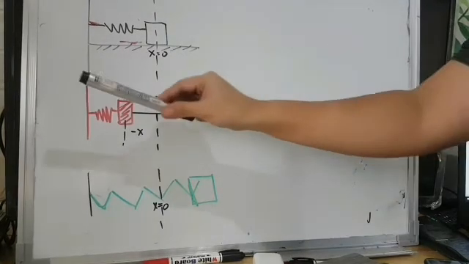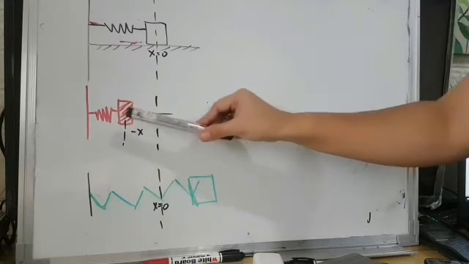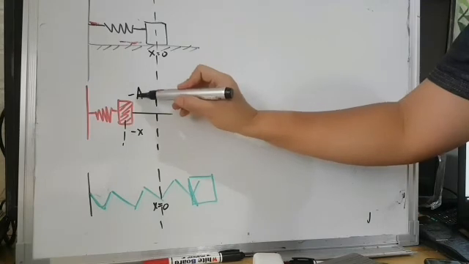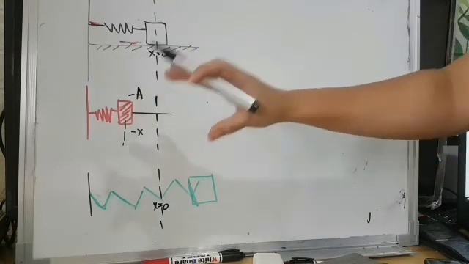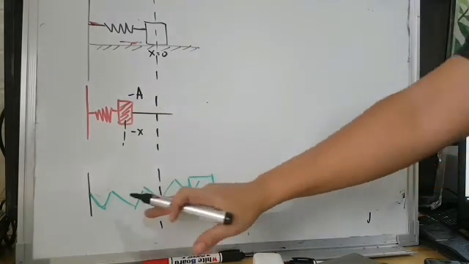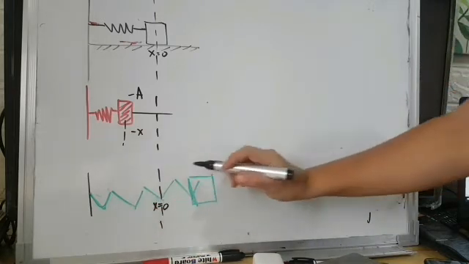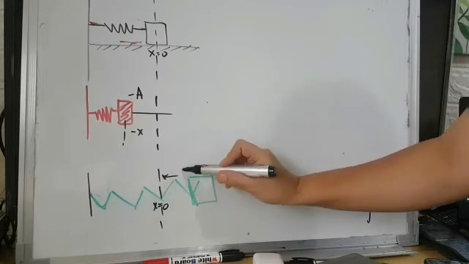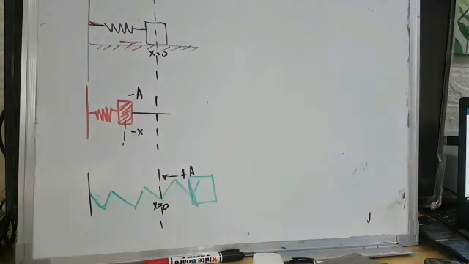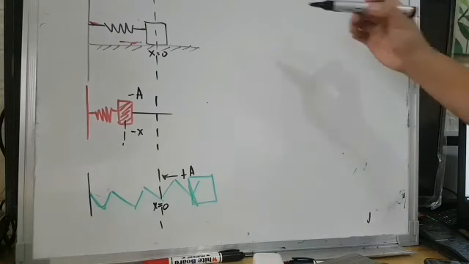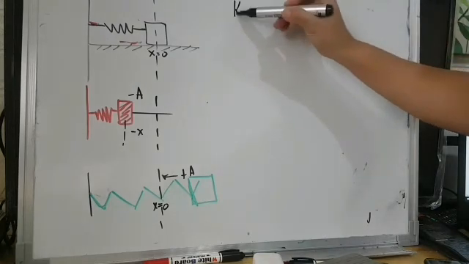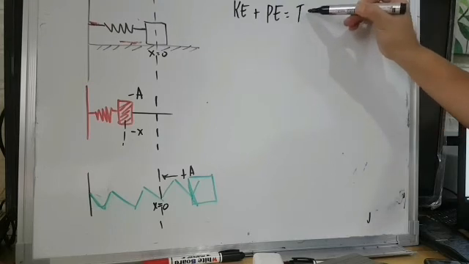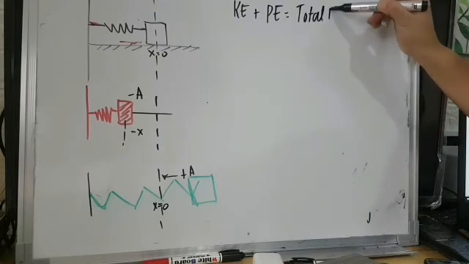And then if it's compressed, then it has moved to the negative x. The maximum for that would be negative A. We can note it as the amplitude, or negative A. And then if it's stretched to the positive, that will be positive A. Now recall in your mechanics that the total energy of the system equals kinetic energy plus potential energy, which equals the total mechanical energy.